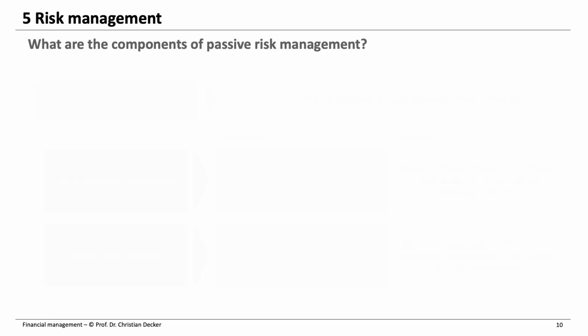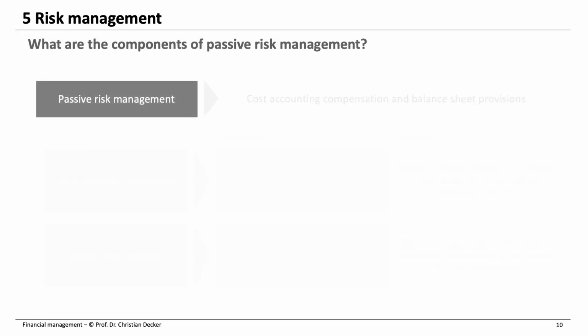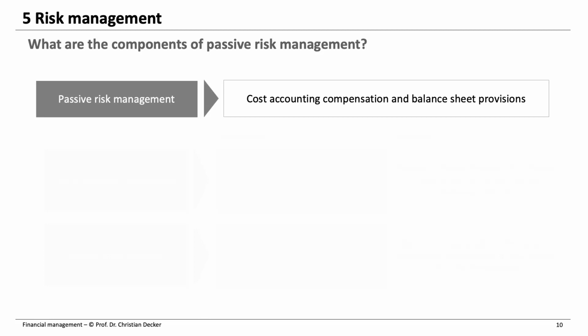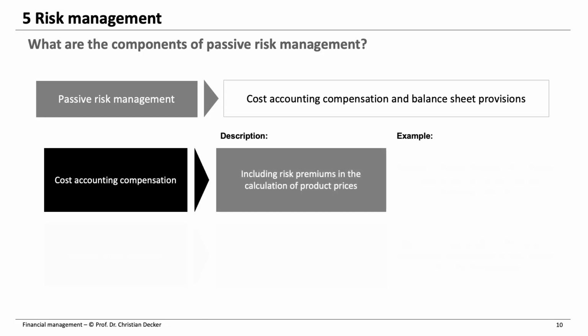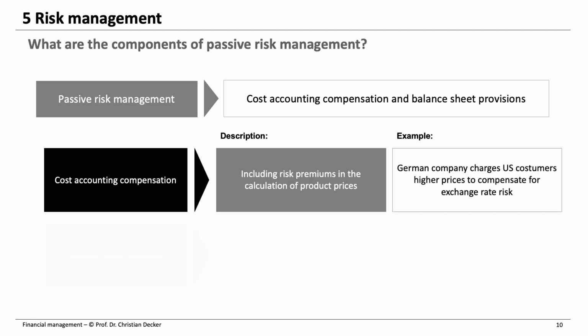What are the components of passive risk management? Passive risk management is used for cost accounting compensation and balance sheet provisions. Cost accounting compensation means that risk premiums are taken into account in the calculation of product prices and charged to customers in order to indirectly compensate the risk through higher earnings. Example: the German company charges US customers higher prices to compensate for exchange rate risk.